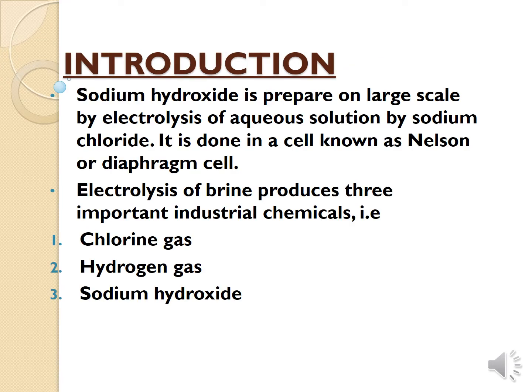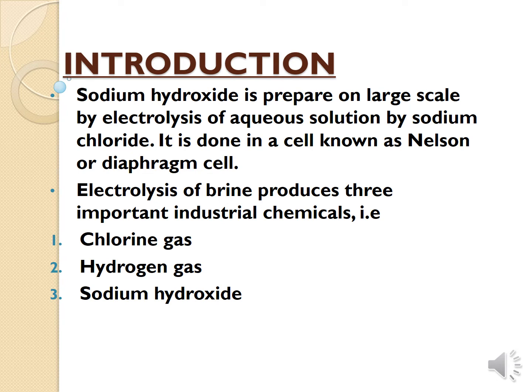In the Nelson cell we prepare sodium hydroxide as the main product. It is obtained on a large scale by the electrolysis of a solution of sodium chloride. In this cell we use a solution of sodium chloride, and in the Downs cell we used the melted form of sodium chloride without making a solution in water. The Nelson cell is also known as the diaphragm cell.